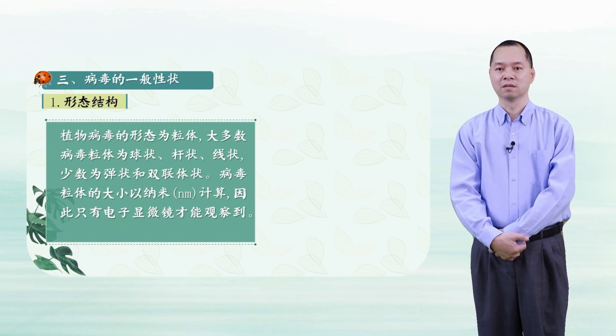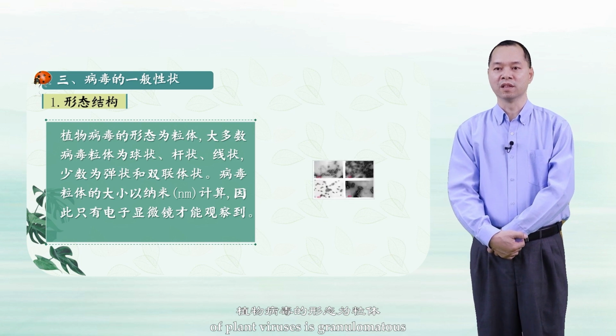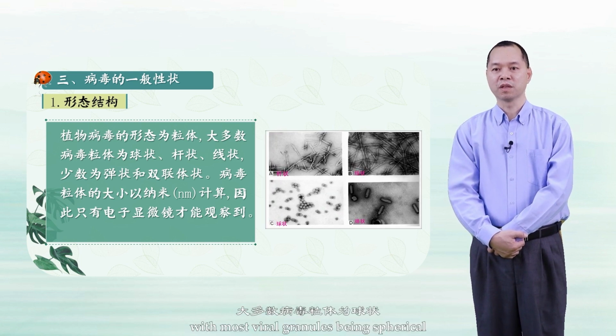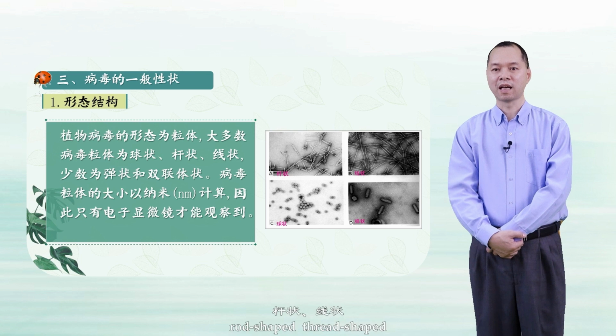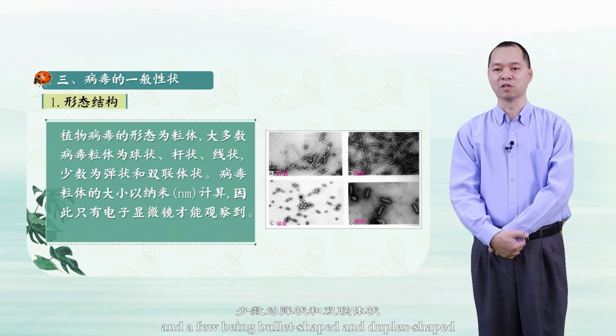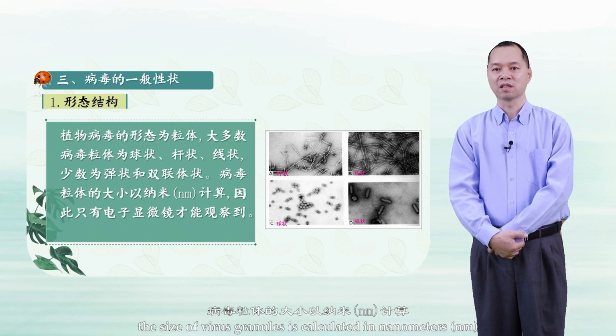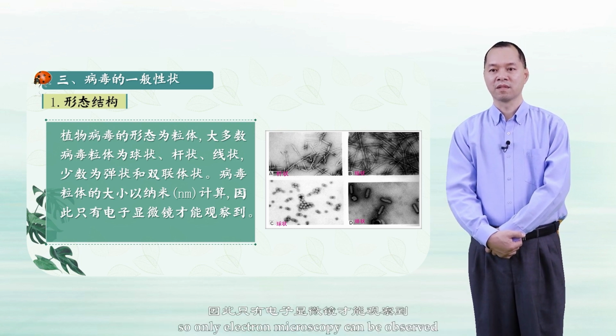General traits of viruses. The morphology of plant viruses is granular, with most viral granules being spherical, rod-shaped, or thread-shaped, and a few being bullet-shaped and duplex-shaped. The size of virus granules is calculated in nanometers, so they can only be observed by electron microscopy.